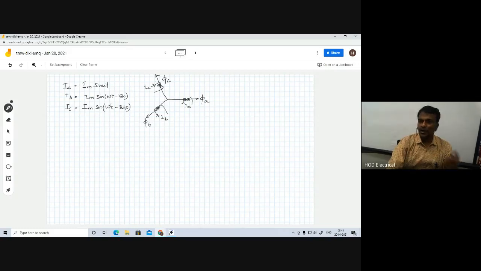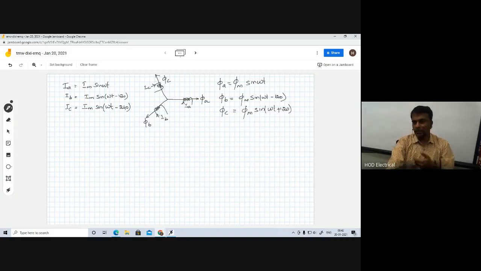So now one can write phi A is nothing but maximum flux into sine omega t. So phi B is nothing but maximum flux into sine of omega t minus 120 degree. Then phi C is nothing but phi M into sine of omega t plus 120 degree, or otherwise omega t minus 240 degree. So accordingly, this flux will generate phi A, phi B, phi C.